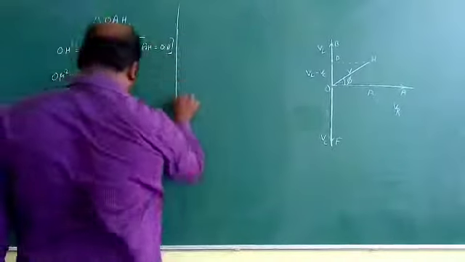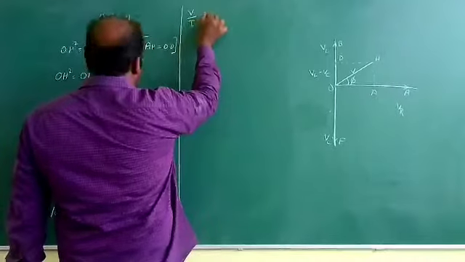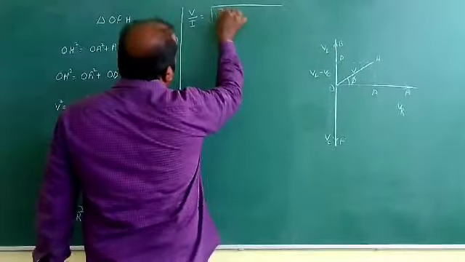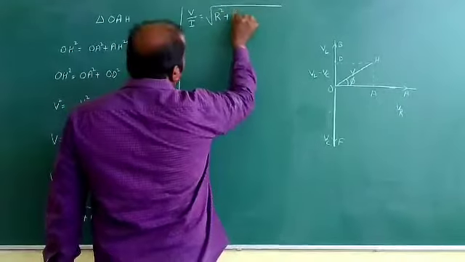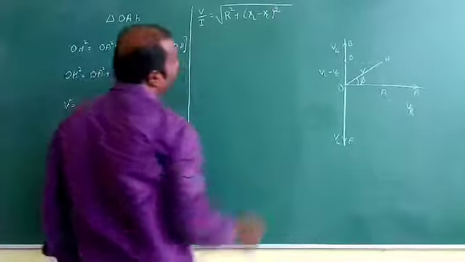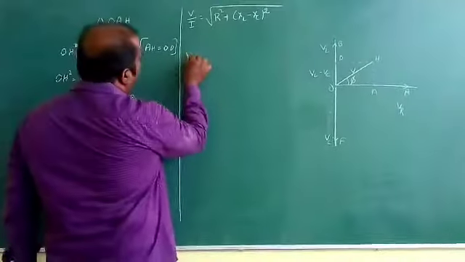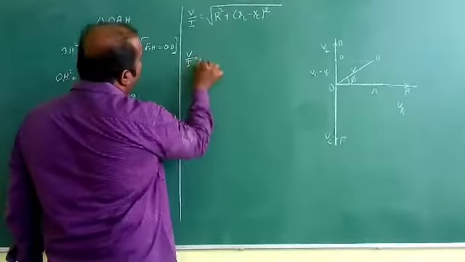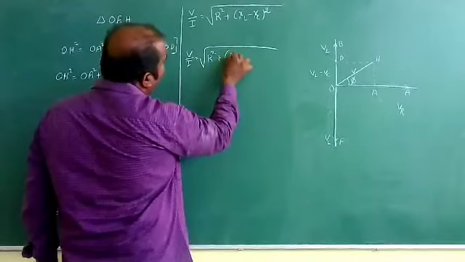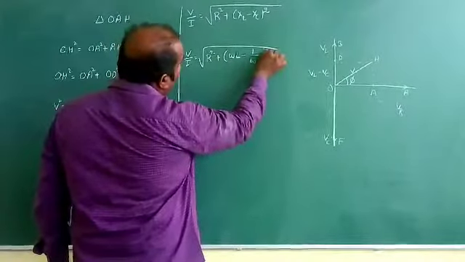Now, V by I is equal to square root of R square plus (XL minus XC) whole square. Like this also you can write V by I is equal to square root of R square plus (XL means omega L, XC means 1 by omega C) whole square.